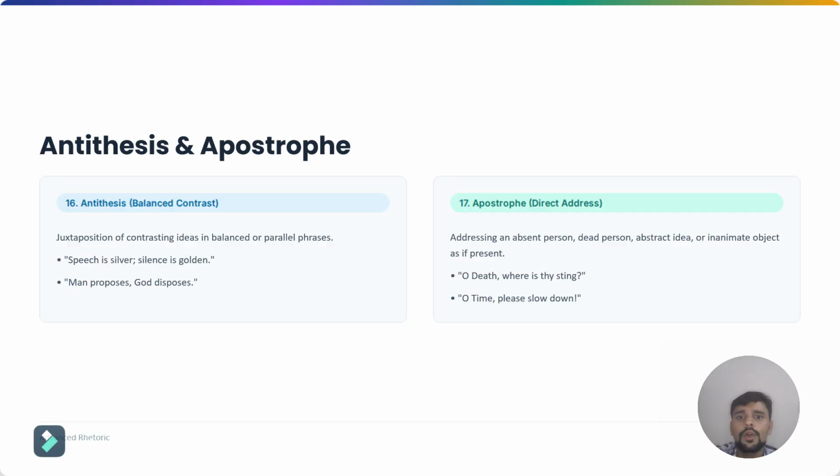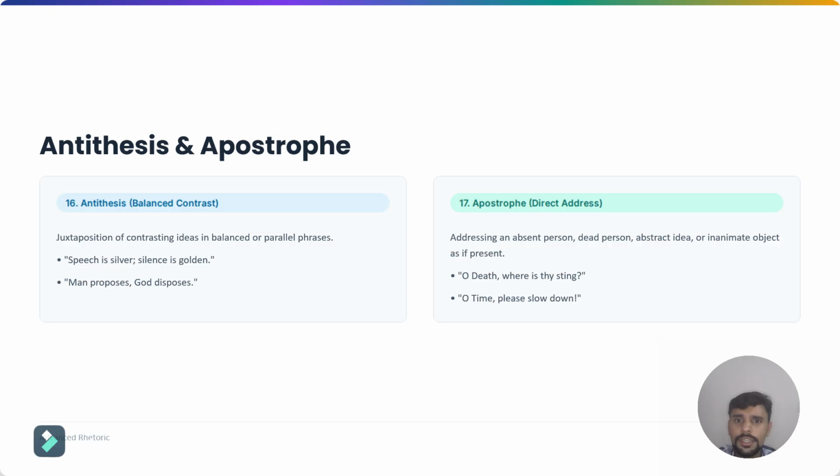Now we enter rhetorical territory. Antithesis places contrasting ideas in a balanced structure. For example, speech is silver, silence is golden. Speech and silence are contrasted. Another, man proposes, God disposes. Two opposing ideas are balanced against each other. Antithesis is powerful because our brains naturally notice contrast. Black versus white, success versus failure, freedom versus control, hope versus despair.